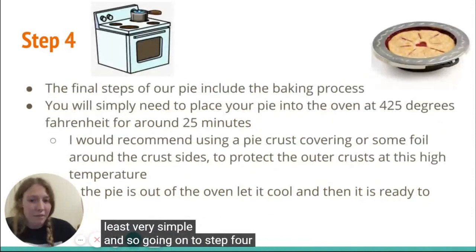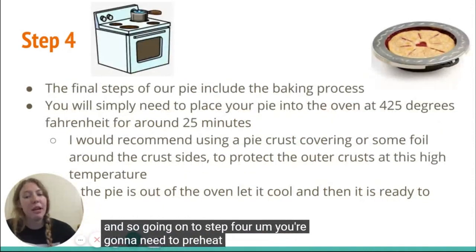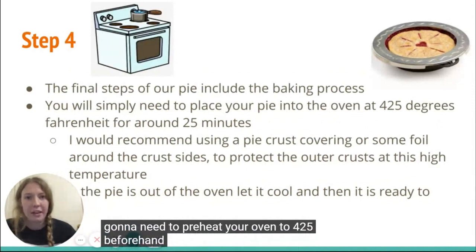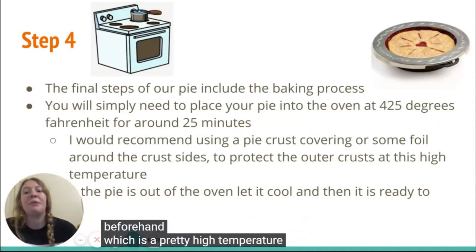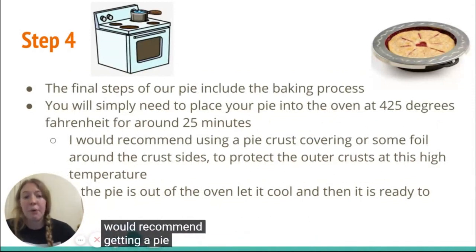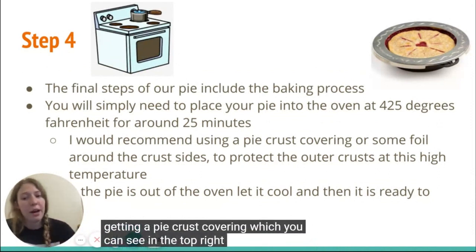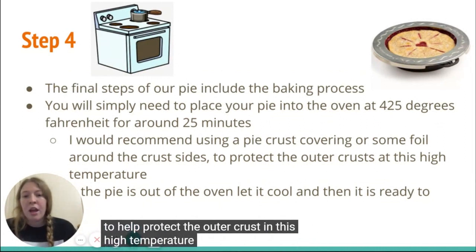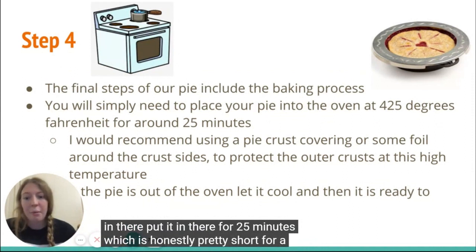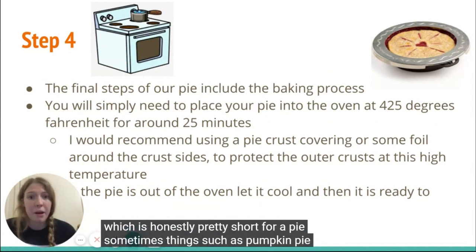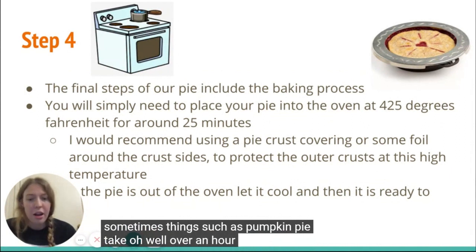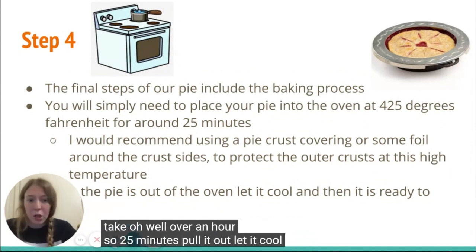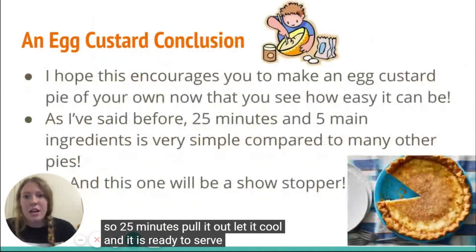And so, going on to step 4, you're going to need to preheat your oven to 425 beforehand, which is a pretty high temperature. So I would recommend getting a pie crust covering, which you can see in the top right corner, to help protect the outer crust in this high temperature. And you're just going to need to put it in there for 25 minutes, which is honestly pretty short for a pie. Sometimes things such as pumpkin pie take well over an hour. So 25 minutes, pull it out, let it cool, and it is ready to serve.